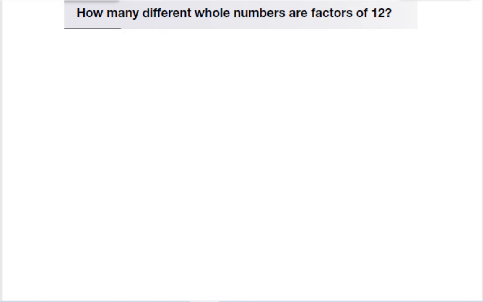Alright, so this next one says, how many different whole numbers are factors of 12? Okay, so again, we want to do 12. And we want to figure out what multiplies to equal 12. A good way to do this is to start with 1, because 1 goes into every number. And we know that 1 times 12 is 12.